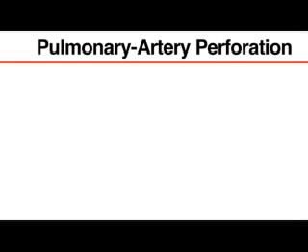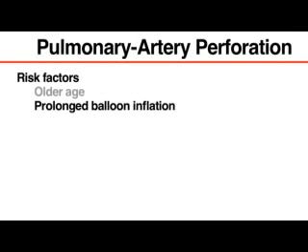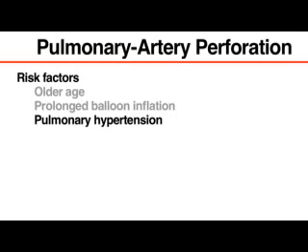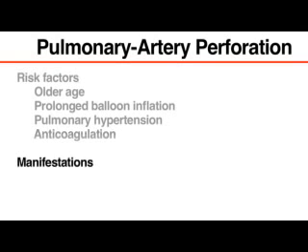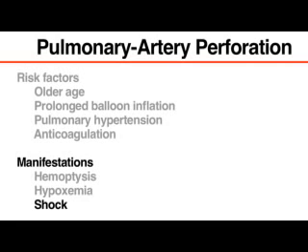Pulmonary artery perforation is very rare. Identified risk factors include older patient age, prolonged balloon inflation, pulmonary hypertension, and systemic anticoagulation. The typical manifestations are hemoptysis, hypoxemia, and shock. If immediate action is not taken, the risk of death is extremely high.